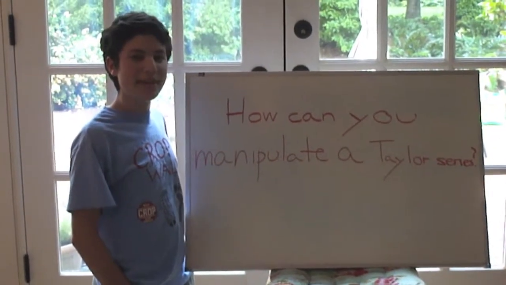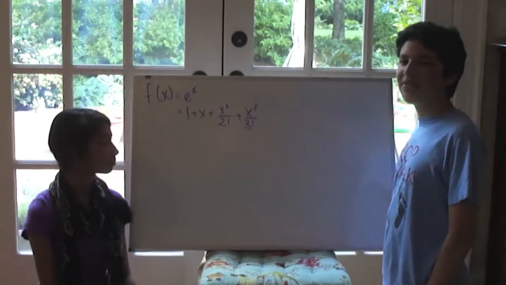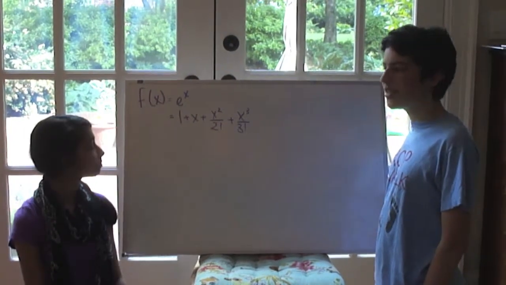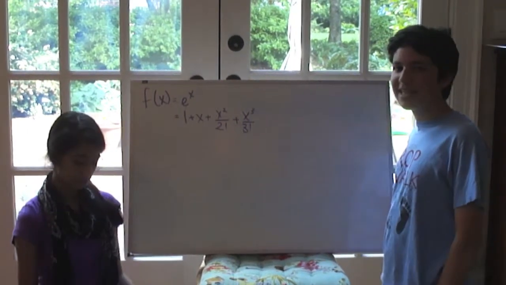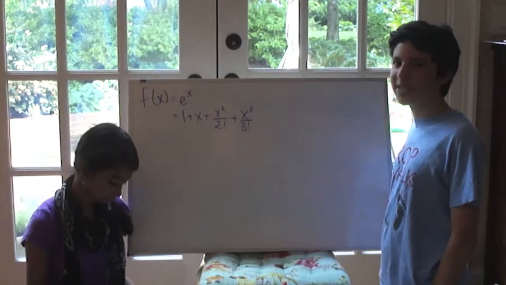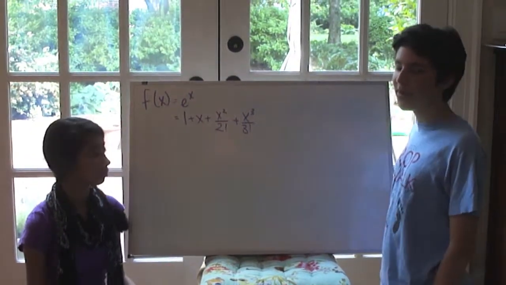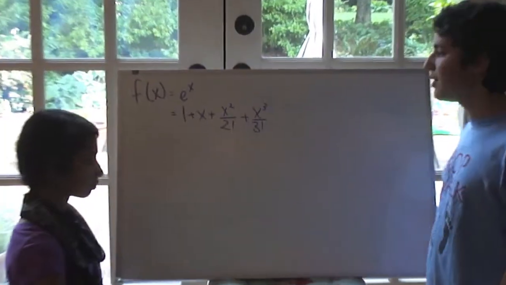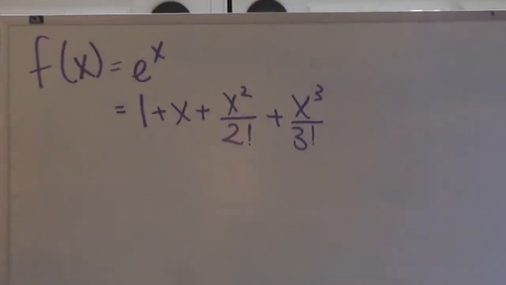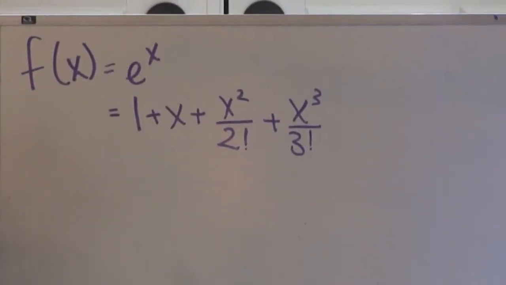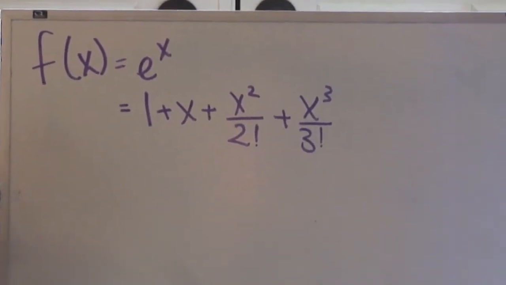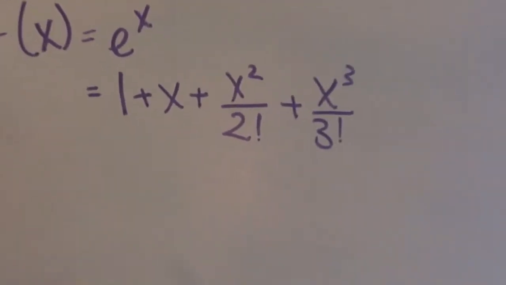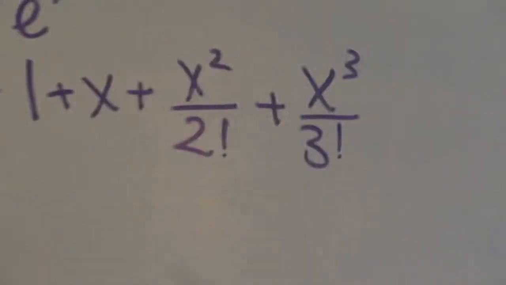How can you manipulate a Taylor series? If you know the Taylor series of some common functions, then you can manipulate them to find the Taylor series of other, more complex functions. For example, the third degree Taylor polynomial of f of x equals e to the x is 1 plus x plus x squared over 2 factorial plus x cubed over 3 factorial.